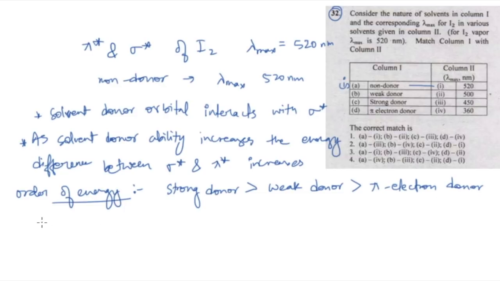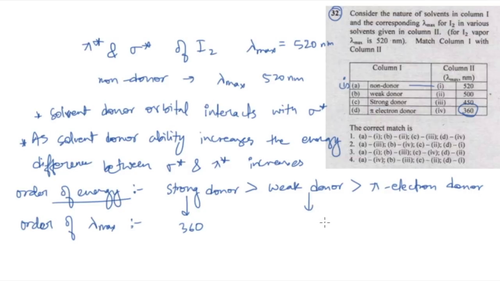So what will be the order of your wavelength? You know that energy and wavelength are inversely proportional. So the order of your lambda max will be like this. Your strong donor will give you the lowest lambda max. The lowest lambda max over here is 360, right? So your strong donor will give you around 360.